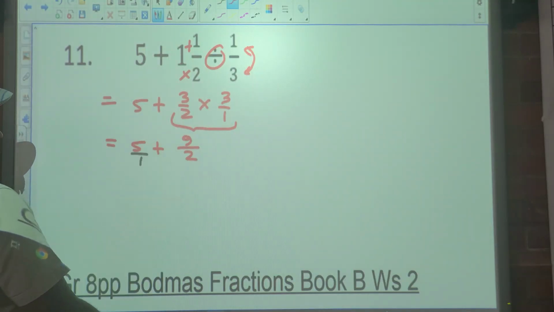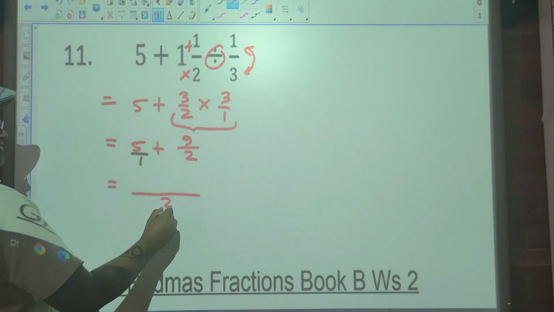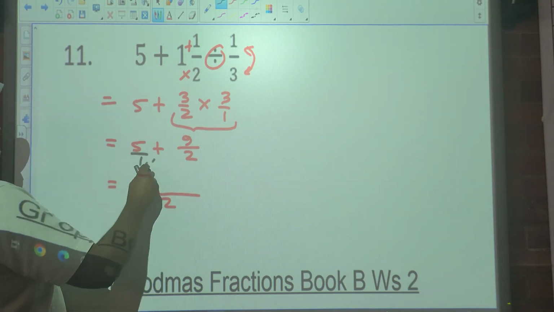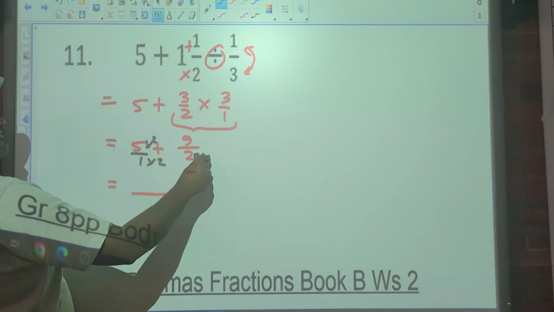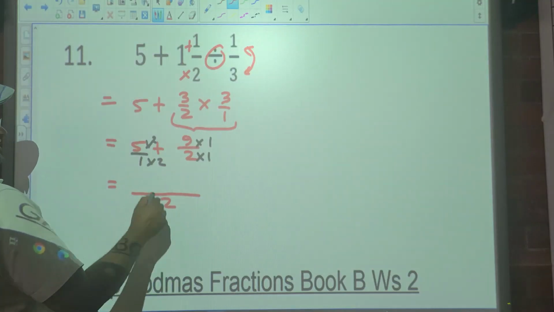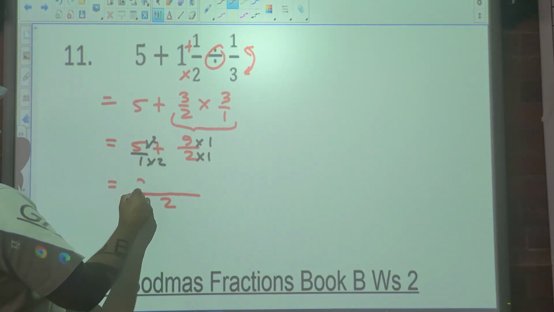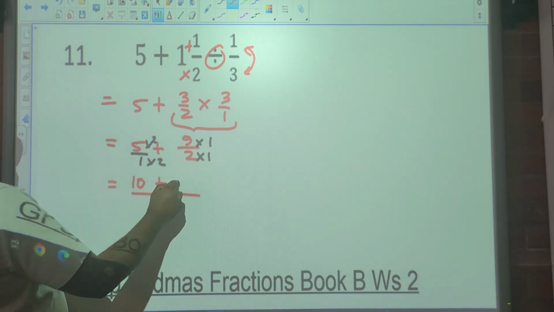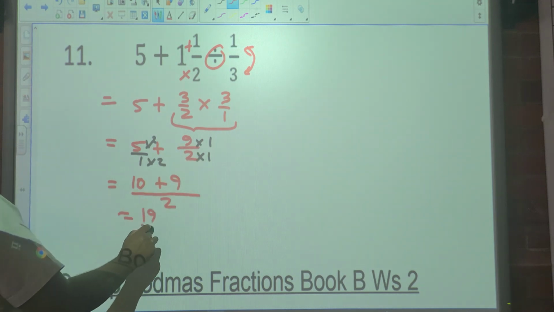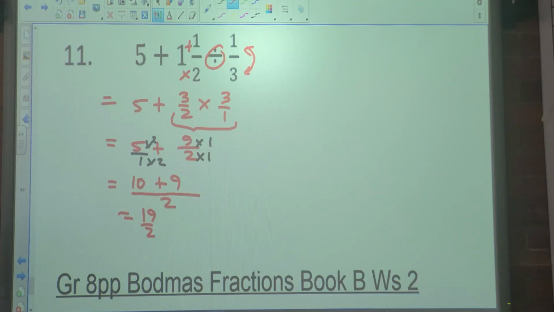What is your LCM here? 2. So I'll multiply this by 2. 5 times 2 is 10. 1 times 9 is 9. So it's 19 over 2, or 9.5. Okay.